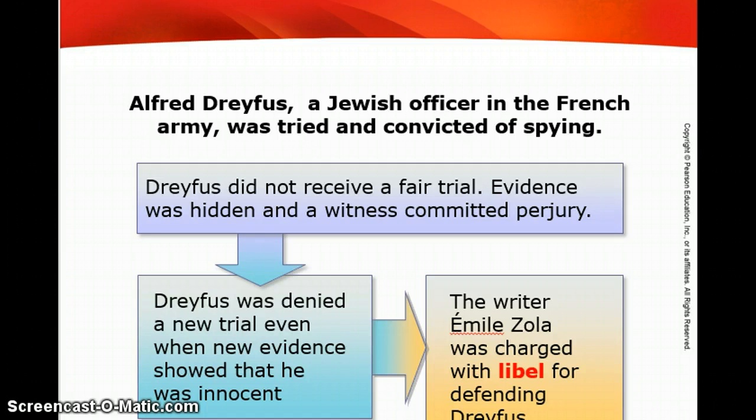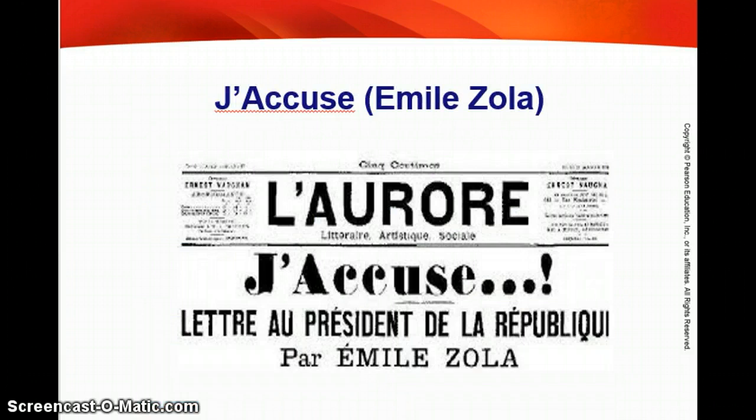The writer Émile Zola, who we have already met, was charged with libel for defending Dreyfus. This is a famous article he wrote for a newspaper, J'accuse. In this newspaper article, Emile Zola charged the army and government with suppressing the truth. He will be convicted of libel, which is the publishing of false and damaging statements, and he will flee into exile.